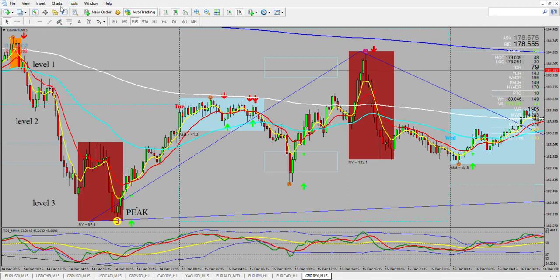We have a 41 pip Asian range. What I look for is a 25 to 50 pip Asian range. That's ideal for me, because I want to have a stop hunt. I don't want a blown out Asian range. We got some vectors to the low. I can count levels down and up on this. I'm just going to put 1, 2, 3 for now.